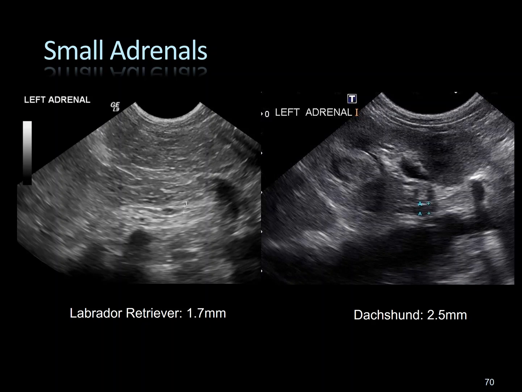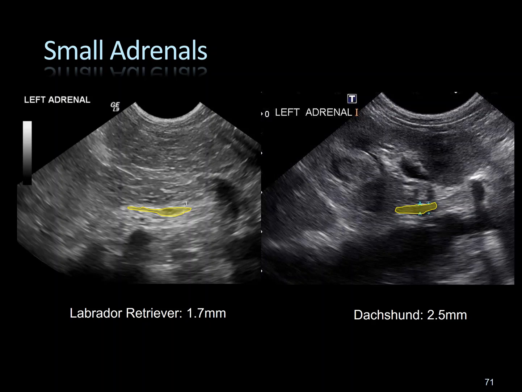So the image on the left is a Labrador Retriever. I've put calipers on the adrenal gland. I'm going to put color on it. There it is. A little sliver is 1.7 millimeters in thickness. That is tiny. That is absolutely tiny. It's hard for me to believe that that is okay for a big dog like a lab. So that's pretty compellingly small, and thus I would be concerned about Addison's disease unless the patient had been receiving corticosteroids exogenously.